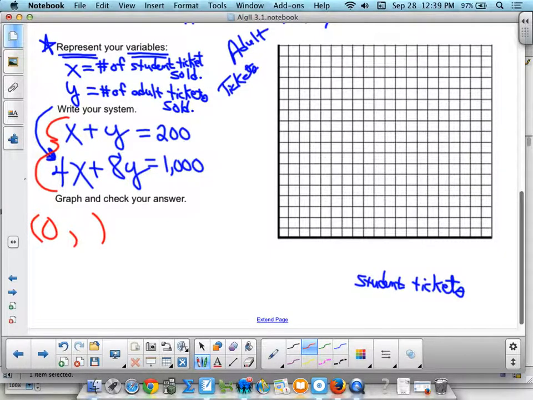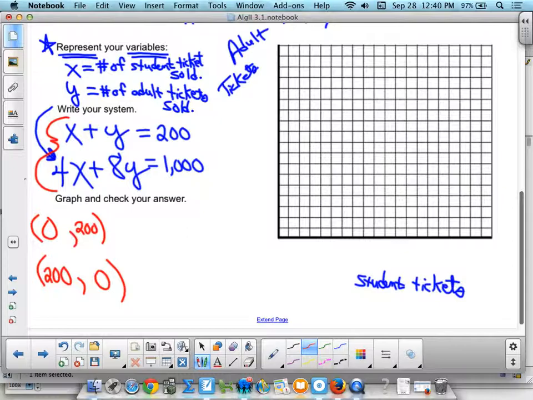Let's pretend I sold 0 student tickets. Put 0 into this one. Ready? Cover up the X. What does it say? Y equals 200. Is that truly a point on my line? 0 plus 200 equals 200? Yeah. Okay, give me another point. Why don't you let adult tickets be 0? Cover up the y. What's it say? X equals 200. Hey guys, look. 0, 200, 200, 0. These are points on your line. I can graph these, connect them, and I'm done.